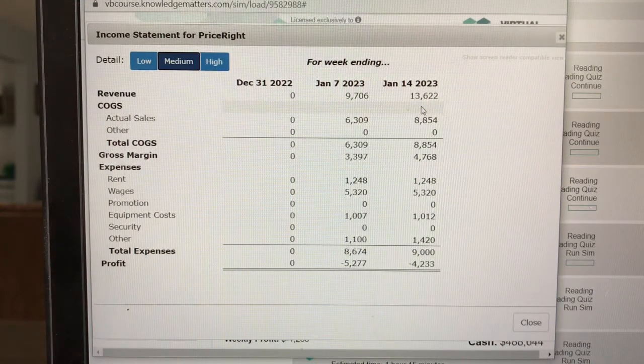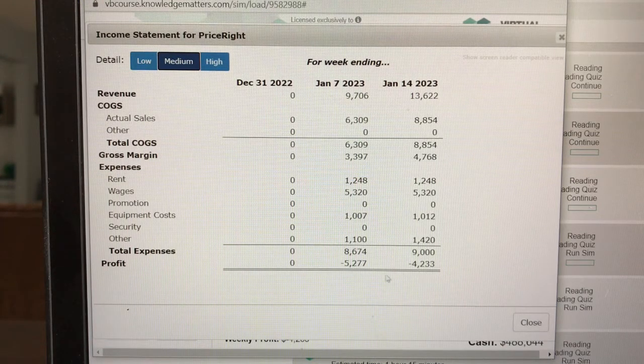So I had $13,000 in revenue. My actual sales is $8,000. This is what I pay for that inventory, okay? That's called cost of goods sold. And then my gross margin is this amount, okay? Now, can I pay for all my other things with that?